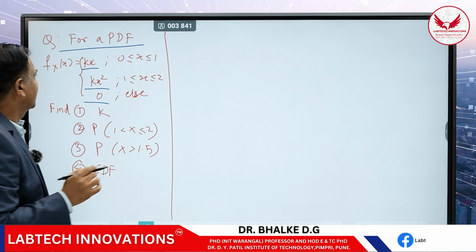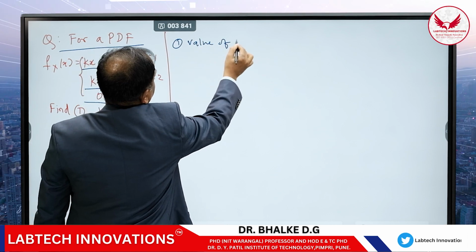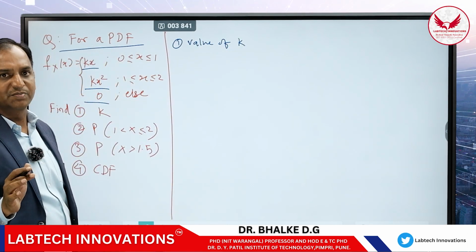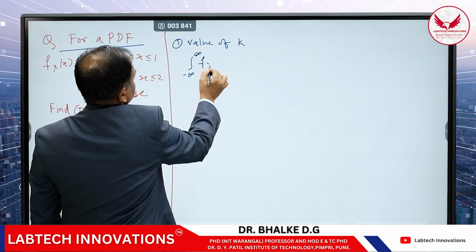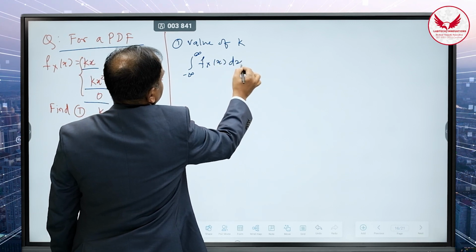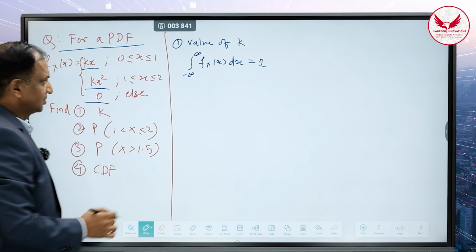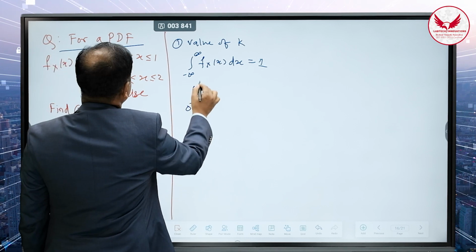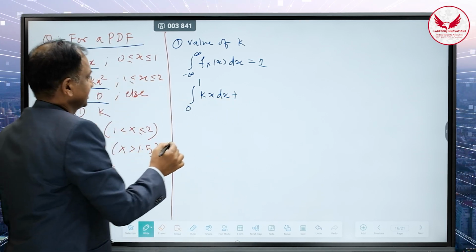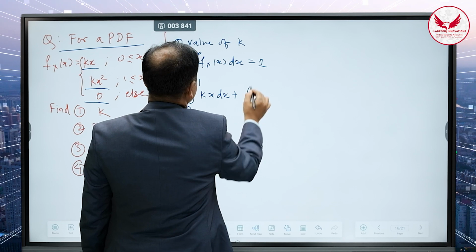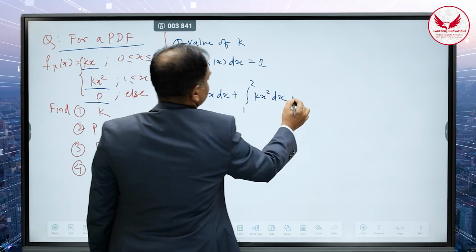As usual, the first property we have to use to find the value of k is that the area under the curve for the probability density function is 1, that is, from minus infinity to infinity fx(x) dx is equal to 1. This is available for the intervals 0 to 1 and 1 to 2. So from 0 to 1 it is k x dx, plus from 1 to 2 it is k x square dx, and elsewhere it is 0, so this is equal to 1.